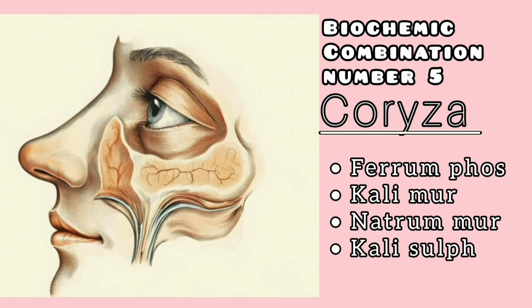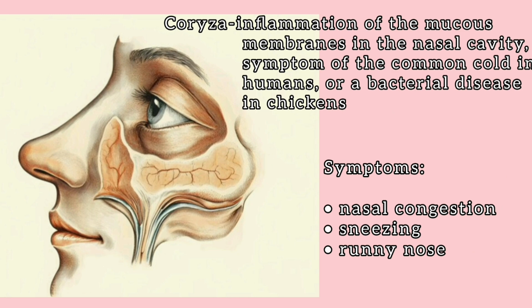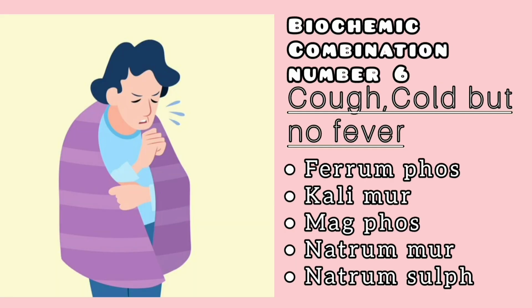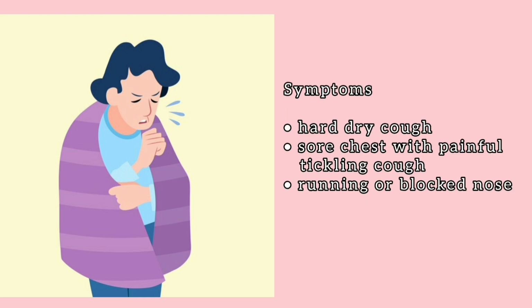Biochemic combination number 5, coryza. Ferrum phos, kali mur, natrum mur, kali sulf. Coryza is the inflammation of the mucous membrane in the nasal cavity and has the symptoms of a common cold in humans or a bacterial disease in chicken. Symptoms include nasal congestion, sneezing, runny nose. Biochemic combination number 6, cough, cold but no fever. Ferrum phos, kali mur, mag phos, natrum mur, natrum sulf. Symptoms include hard dry cough, sore chest with painful tickling cough, runny or blocked nose.